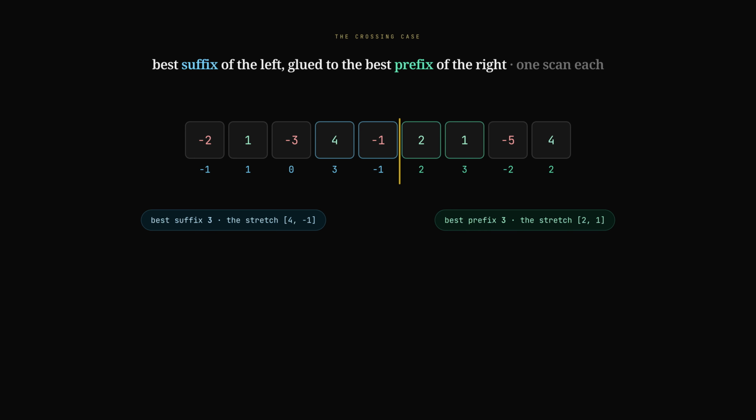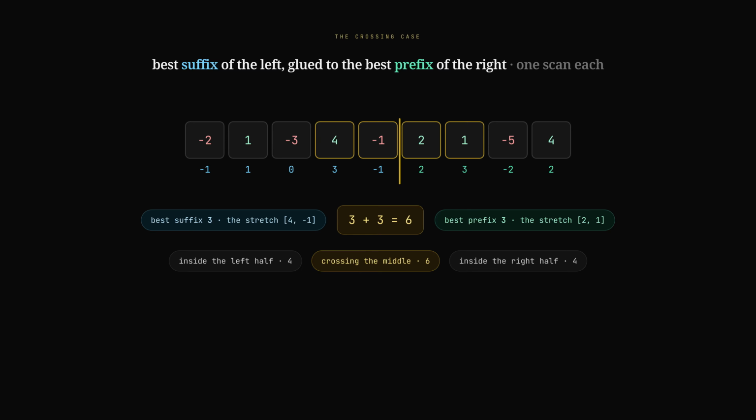The stretch 2, 1. Glue them. 3 + 3, 6. And look at what got glued. 4, -1, 2, 1. The recursion hands back the other two zones. Best inside the left half, 4. Best inside the right, 4. Max of the three zones, 6.